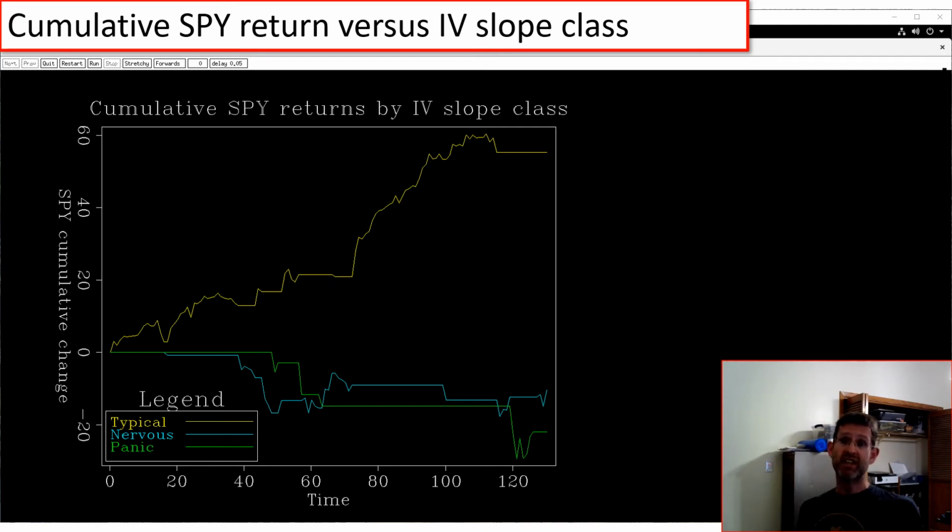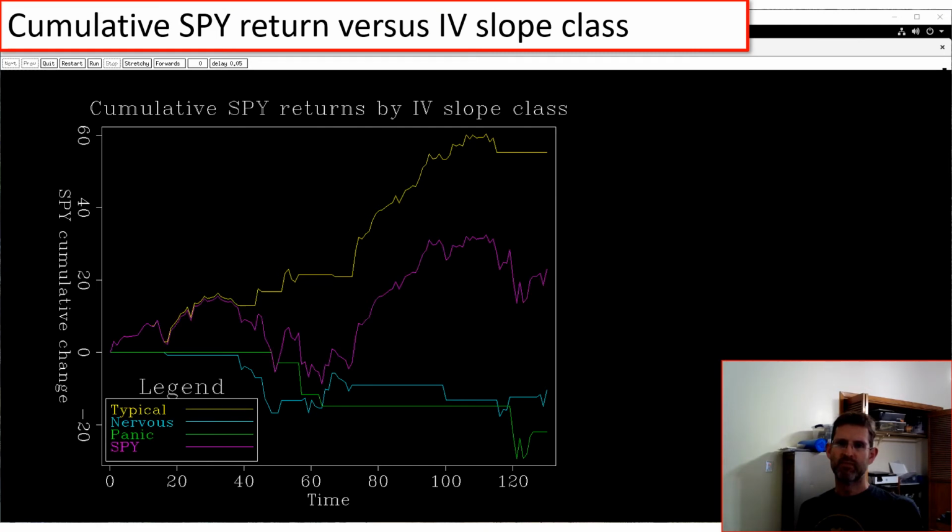There's a huge advantage to not being long SPY when the IV slope is outside the typical class. Whether it's in nervous or a panic class, it doesn't matter. It sucks in both cases, but it's great when it's in the typical class. So to really hammer home the point, let's add the cumulative return of the SPY over those same 131 days. So if you were only in the market during times with a typical IV slope, you've doubled your gain over simply being long SPY the whole time. So this is a big deal.